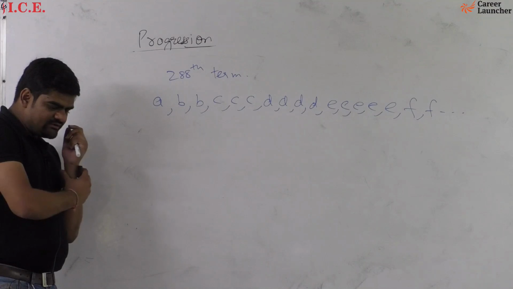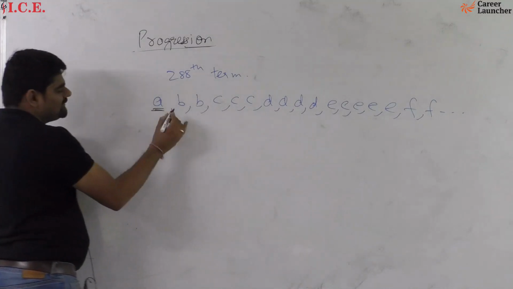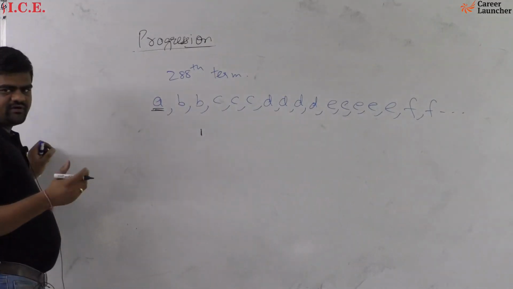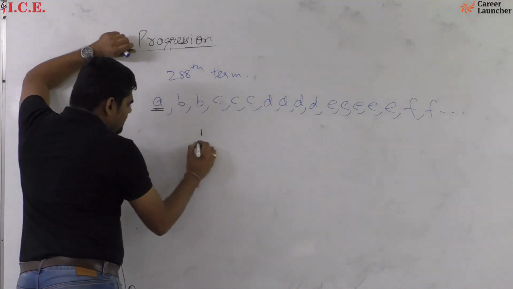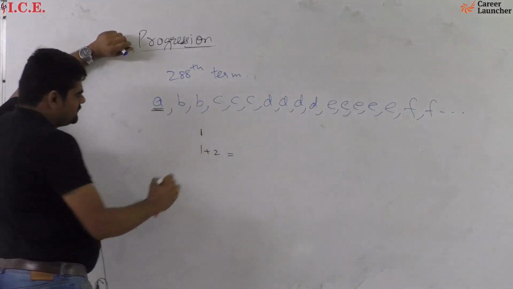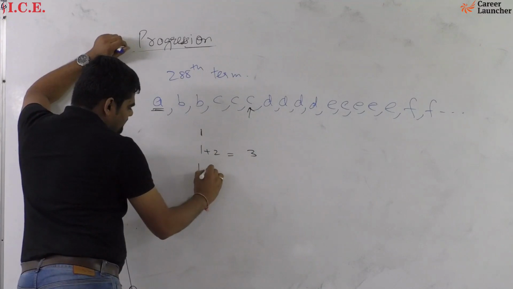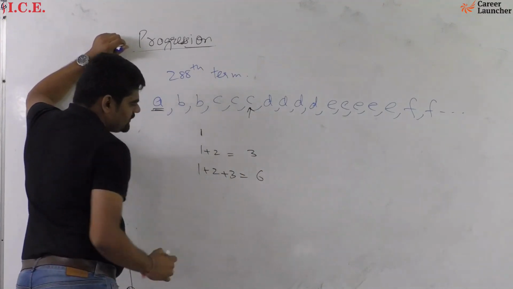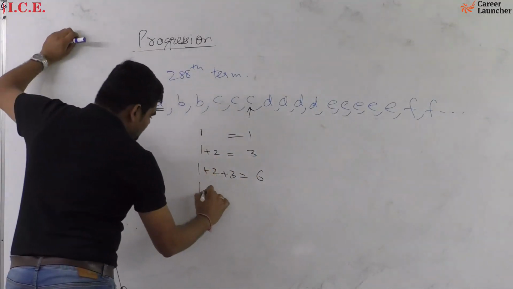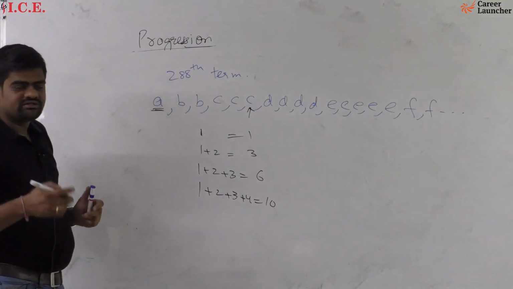Okay, let me solve it for you. Try to understand. They are very typical questions, right? If I ask you the first term of this series, what is it? A. Very simple, right? If I ask you the third term, what is it? B. Can I say the third term is 1 plus 2, which is equal to 3? If I ask you the sixth term, it is 1 plus 2 plus 3, equal to 6. If I go for the 10th term, it will be 1 plus 2 plus 3 plus 4, which is equal to 10. Getting what I am trying to say?